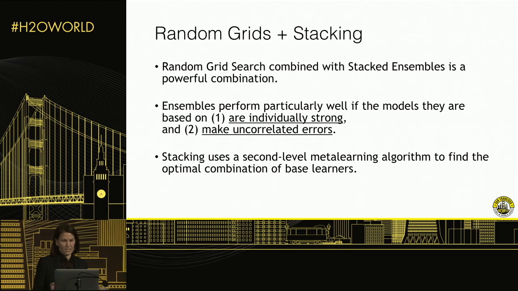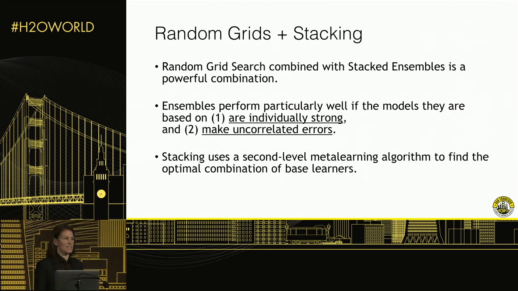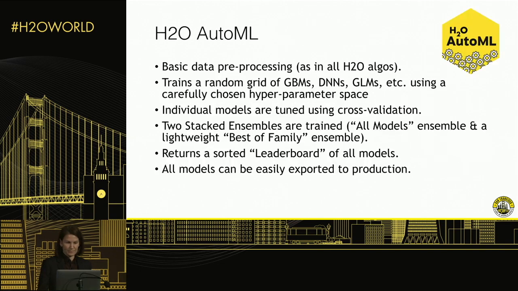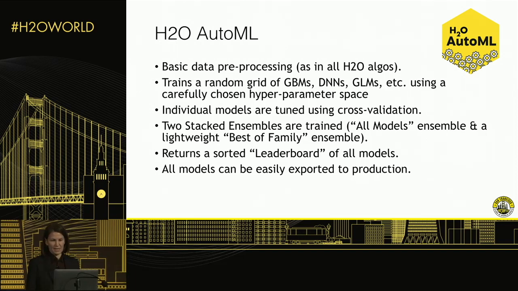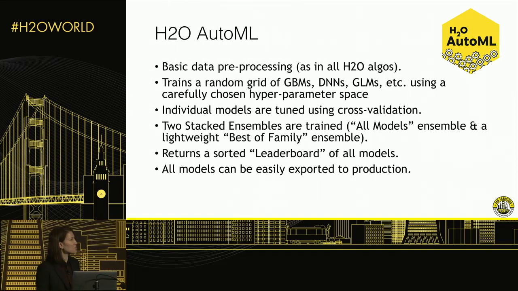And this is just a little bit more about stacking. Essentially what stacking does is it uses machine learning to learn what the best combination of the base learners is. So it's not just taking an average or some other weighted thing. It's actually using another step of machine learning to learn how to combine those things in an optimal way. And that's why it works so well. So this is just an overview of what we have in H2O AutoML.